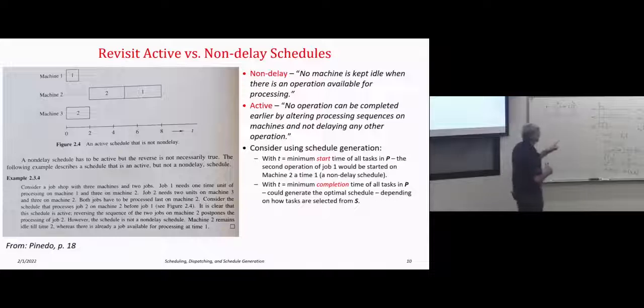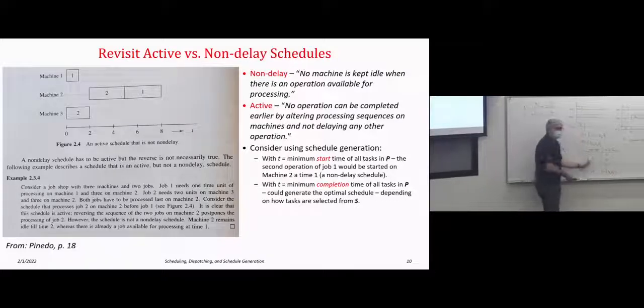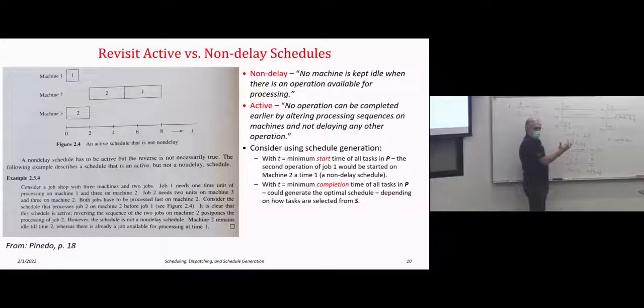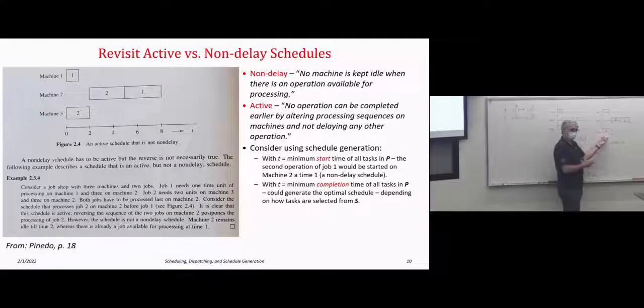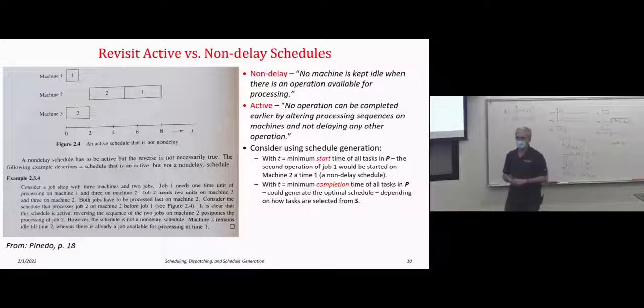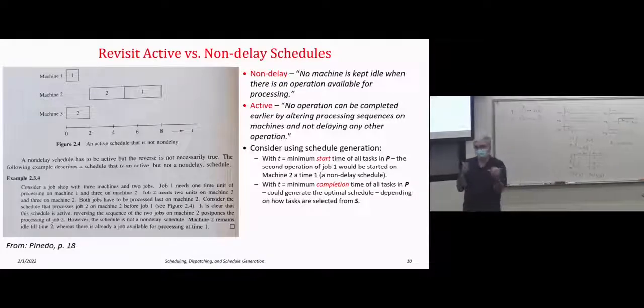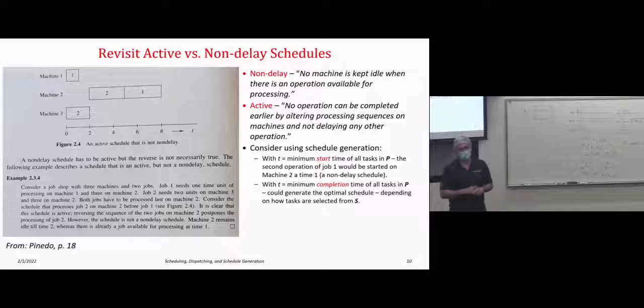Okay? So this one, if I use this rule, it generates a guaranteed non-delay schedule. If I use this rule, then I can potentially generate active schedules. Well, I can generate active but not non-delay schedules, I should say. Okay? Does that make sense?